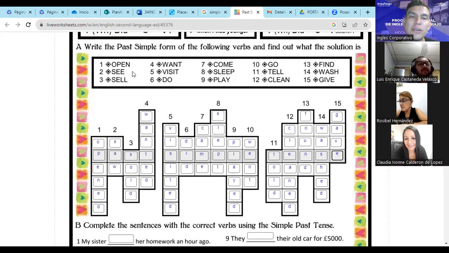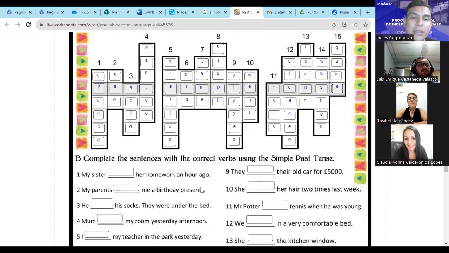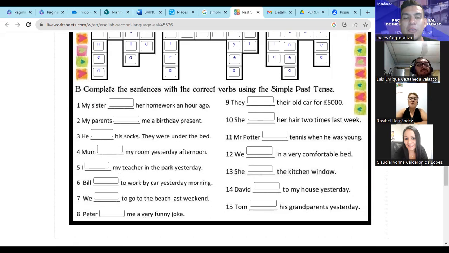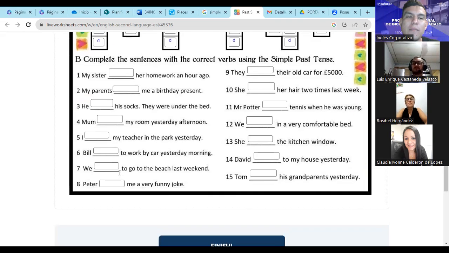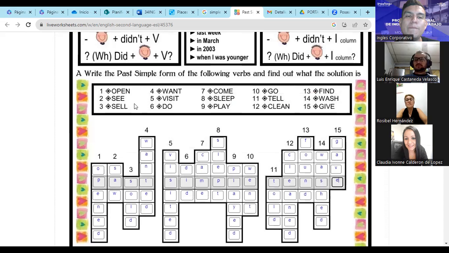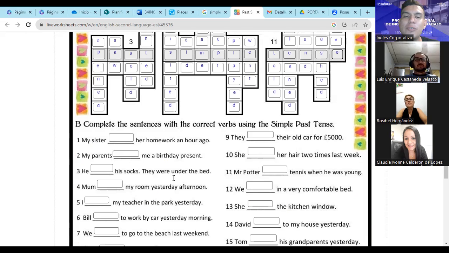Okay, ahora, the second part. Based on these verbs, basado en estos verbos de la caja, you have to fill in the blanks. Tienen que rellenar los espacios con los verbos. Okay, this part, I'm going to give you 7 minutes. Based on the verbs that you have in the box, you have to complete this part.